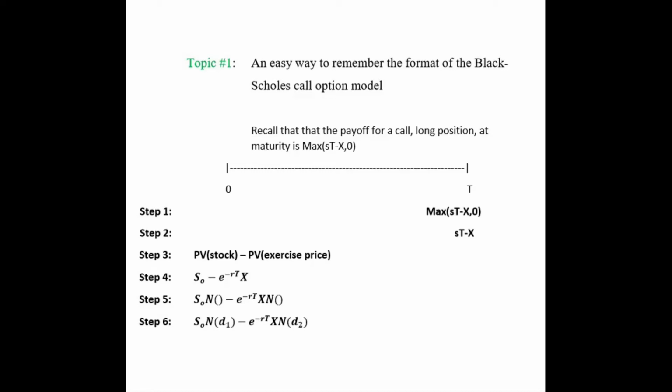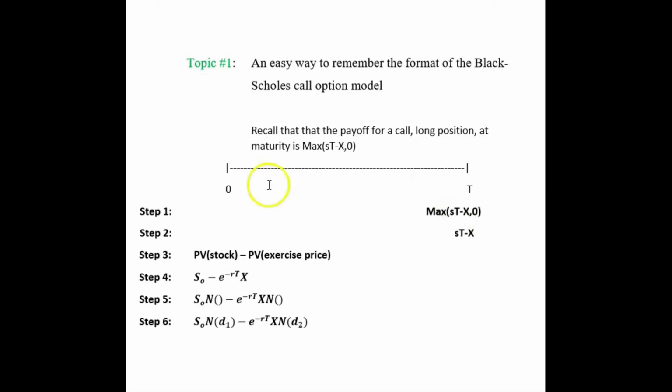Topic number 1, an easy way to remember the format of the Black-Scholes call option model. Recall that the payoff for a call long position, this is the call option buyer, at maturity, his or her payoff will be max of ST minus X or 0. So this means only when ST is greater than X will the call option buyer enjoy a payoff.